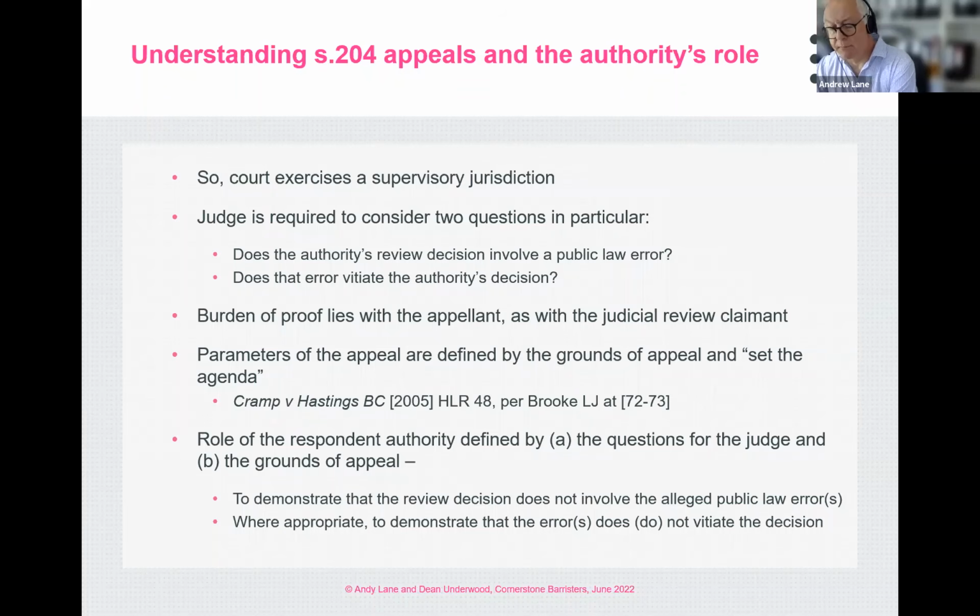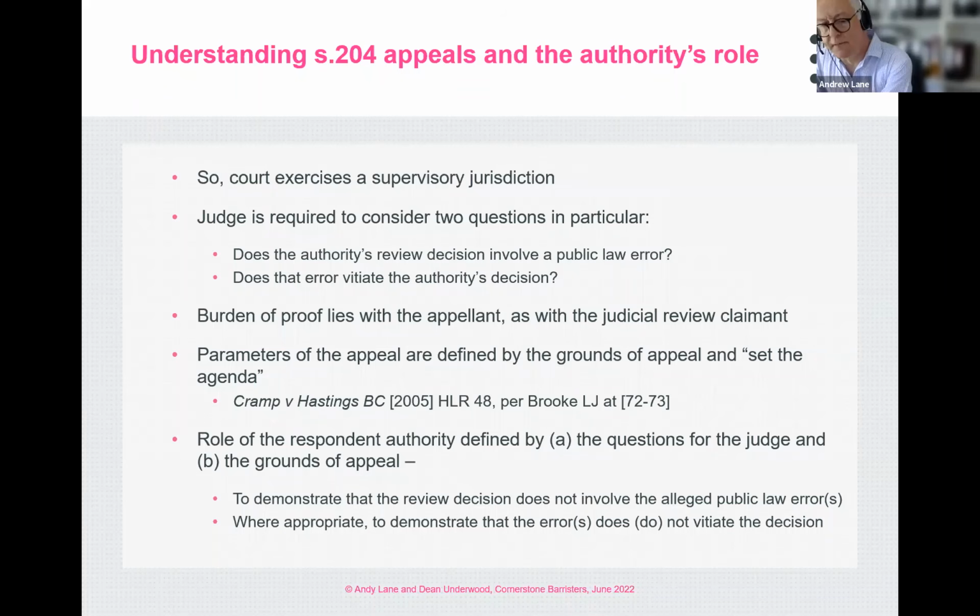And what we know, and there have been cases like Rother District Council and Freeman Roach in 2018, is that the burden of proof lies with the appellant. Again, not a matter of dispute, it's quite clear, and it's the same as in a judicial review, of course. The burden of proof in a judicial review will lie with the claimant to show that there has been that public law error and that a remedy is appropriate in the form that they seek, whether that's variation or discharge of the review decision. But, and this is quite an important point, the parameters of the appeal are defined by the grounds of appeal and set the agenda.